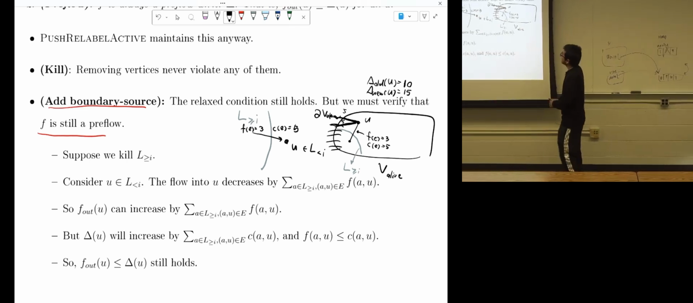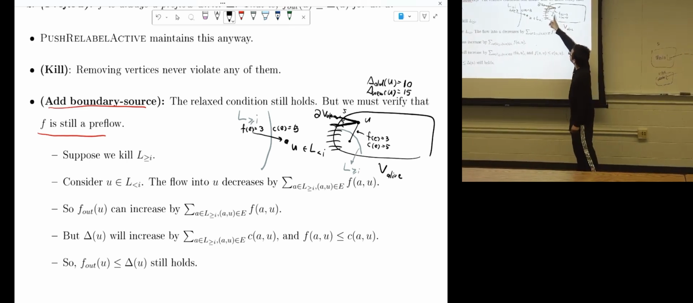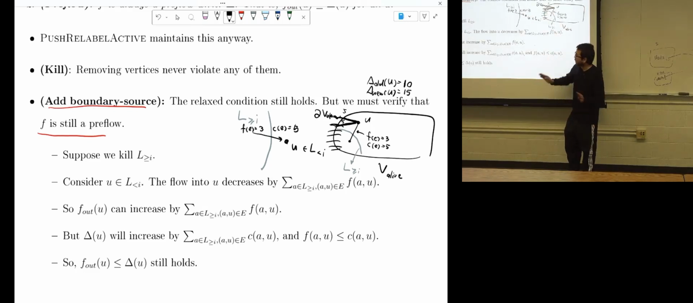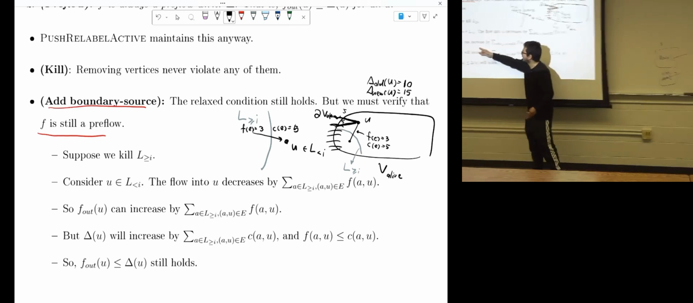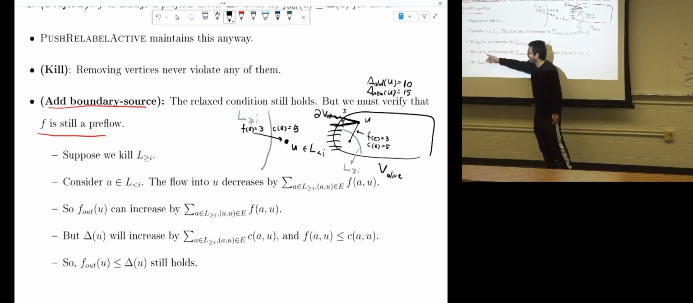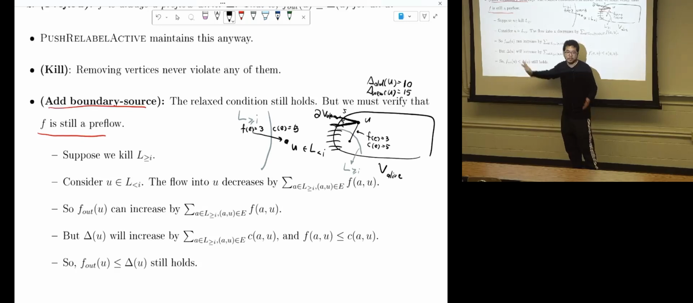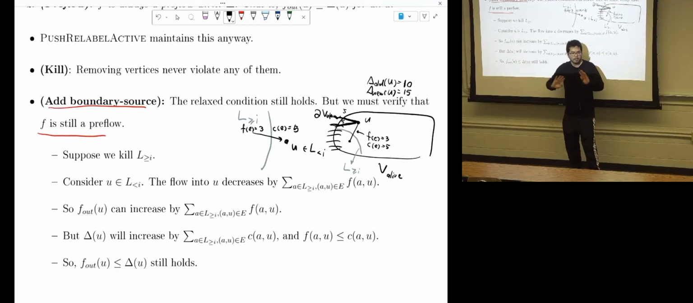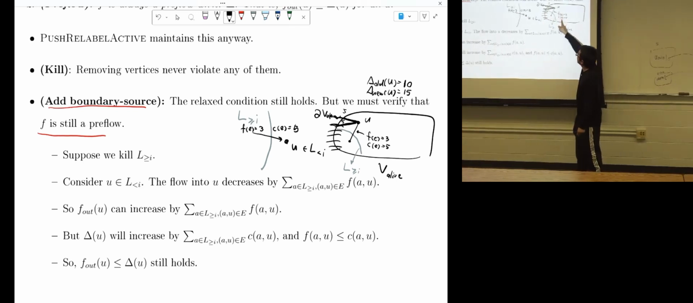So you see, in this case, if there is just one edge from the part that I queue to U, the net flow out of U would increase by 3, but the source at U increased by 5. And it's going to be the case that the total net flow is at most the total source, the source at U, just because the flow is at most the capacity.